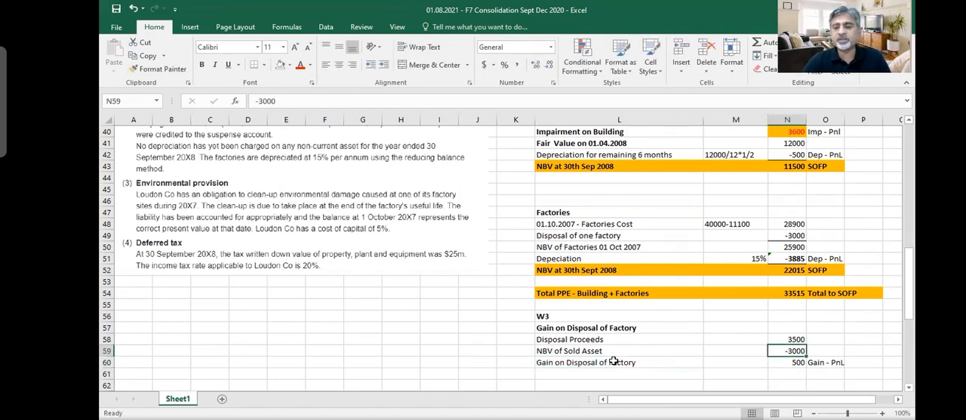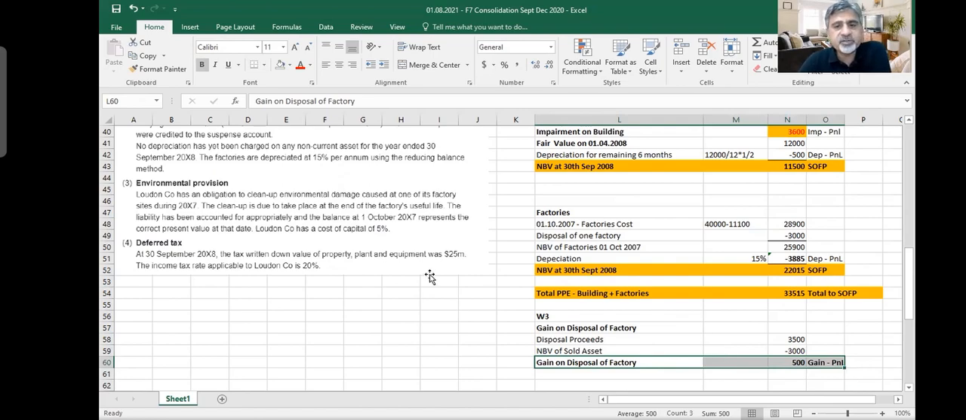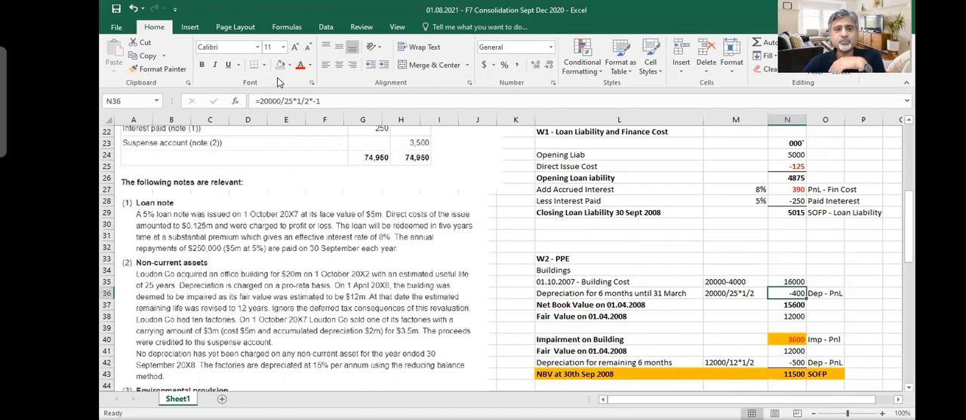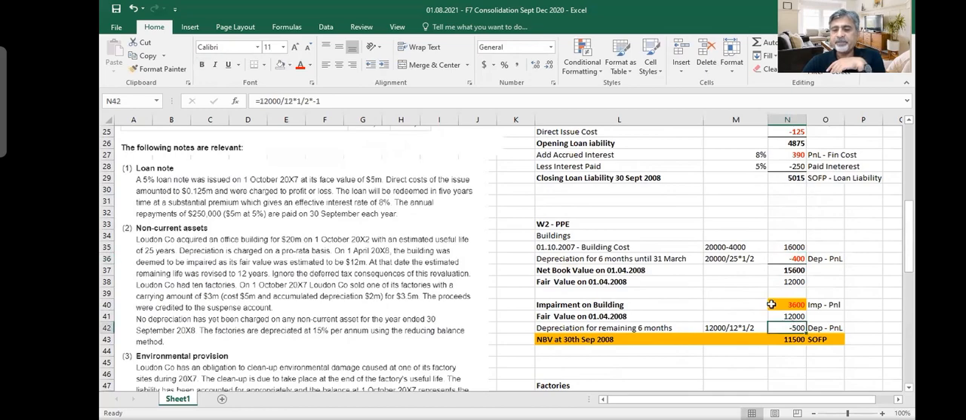I'm just finding out, because the question asked me to please correct the retained earnings. Retained earnings include current year's profit. So I'm just making adjustments to see what entries I'm going to make into my retained earnings. This number will affect the retained earnings. This will be added back, this will be subtracted. This will go to my retained earnings, 400. This impairment will go to the retained earnings.